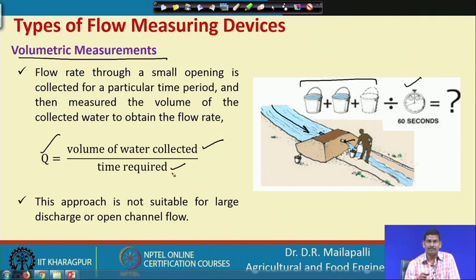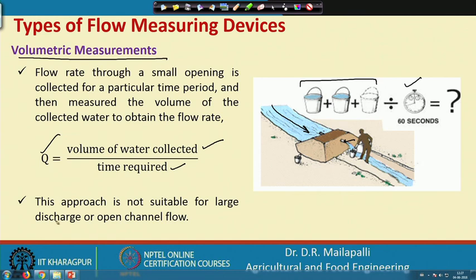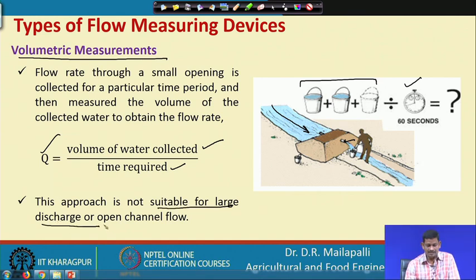Okay. Suppose you targeted 10 minutes. Start the timer, wait for 10 minutes, and get the volume of water which has been collected in a bucket during the 10 minutes. That will give the discharge. This is not suitable for large discharge or open channel flow, because for open channel flow you have to concentrate the flow and allow it through a pipe or something like that. You have to abstract the flow in order to measure it. But this is a very well accepted method for small pipes.